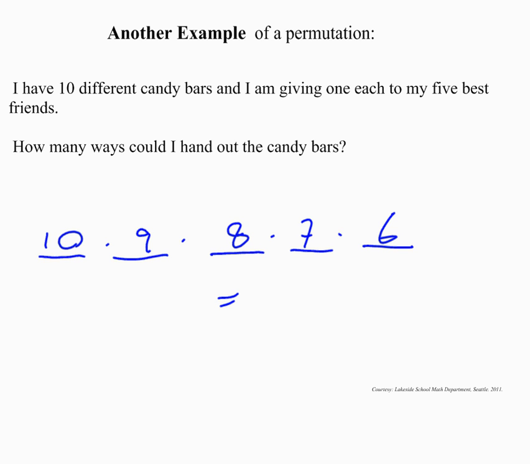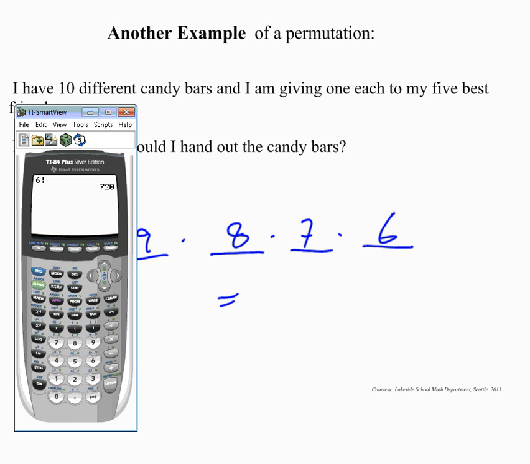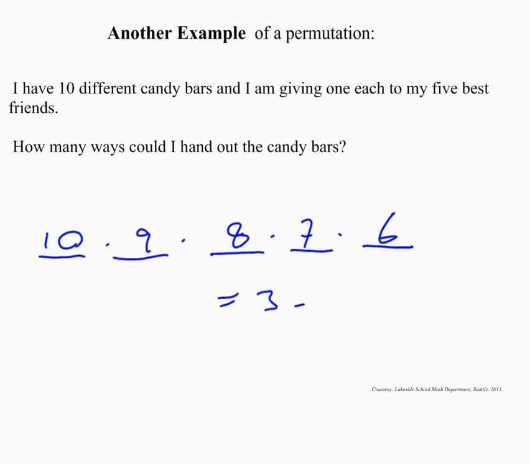Then you do that on your calculator and figure that out. Let's clear that. We're going to do 10 times 9 times 8 times 7 times 6, and we get 30,240 ways. So there are 30,240 different ways I can pass out those candy bars.